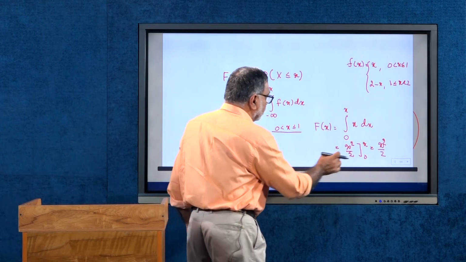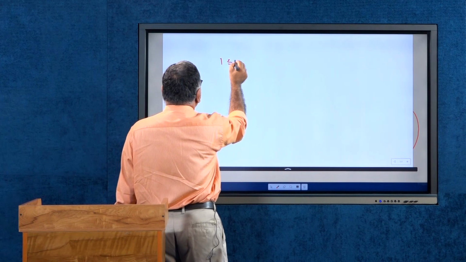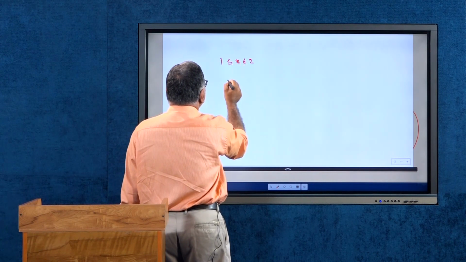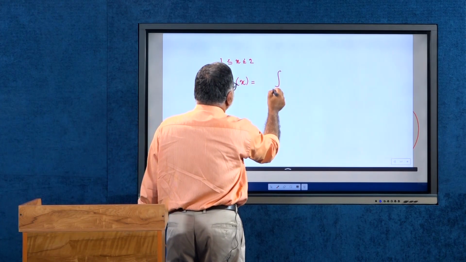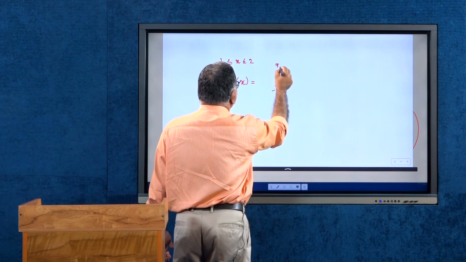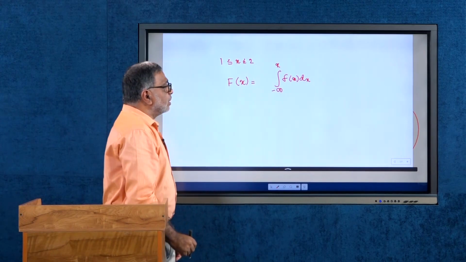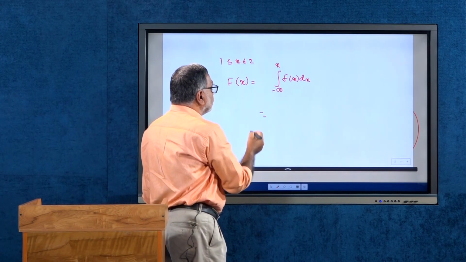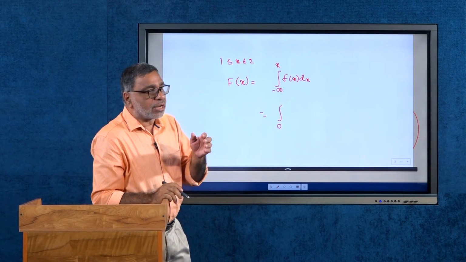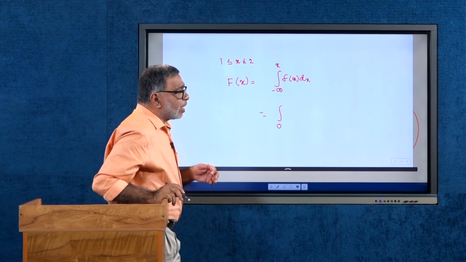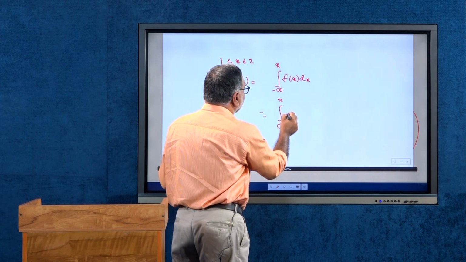Now, the second situation is when x is in between 1 and 2, 1 less than or equal to x less than or equal to 2. What is our F of x? Again, F of x is given by the integral from minus infinity to x of f(x) dx, that is our basic definition. And how do we find this value? Here the lower limit is 0 again. Remember, the lower limit is 0 because the random variable x takes values in between 0 and 2.